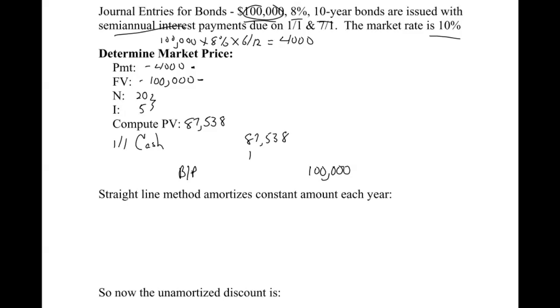And then you can see my difference here of 12,462 is my discount. And we just call that discount on bonds payable. All right. So if you have already done the investment chapter, that's going to be a mirror image of what you did in the investment chapter. But this is now our long-term liability chapter, so we're going to focus on it from that perspective.